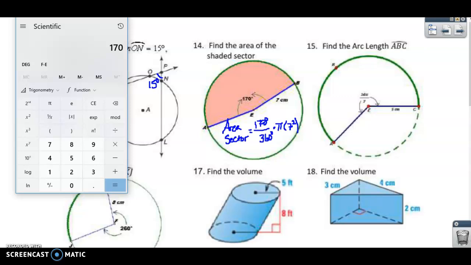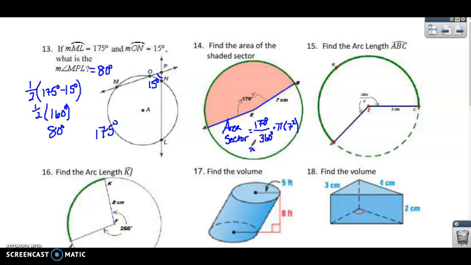We've got 170 divided by 360. That's 0.472 repeating. Times pi, so times 3.14159, I'll use that as an estimate for pi. And then times 7 squared. Well, 7 squared is 49. So if we round this off, I've got an estimate of 72.69. So this is approximately 72.69 centimeters squared.